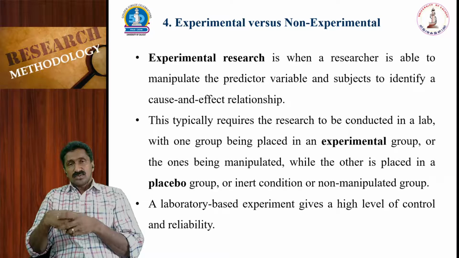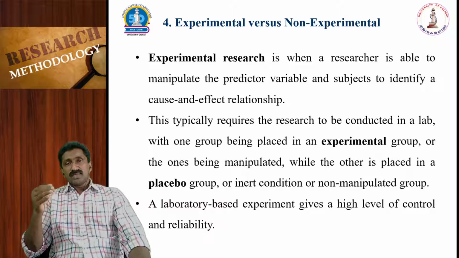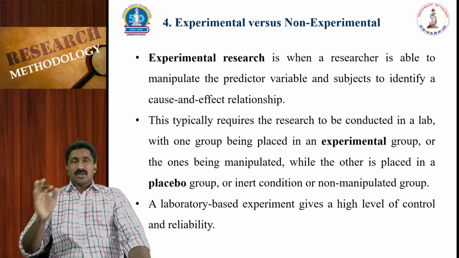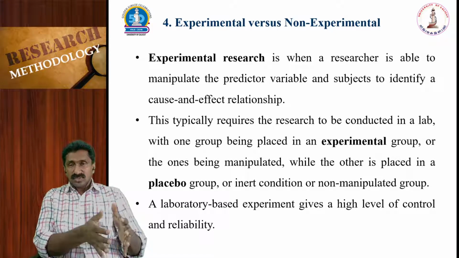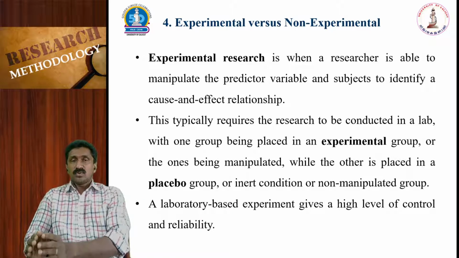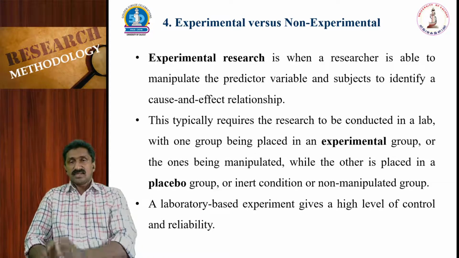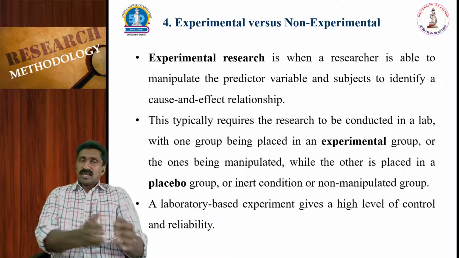So this typically requires the research to be conducted in a lab, with one group placed as an experimental group, the one being manipulated, while the other is placed as a placebo group or control group or inert condition, a non-manipulated group. So there should be a control group, unmanipulated, and there should be a manipulated group.